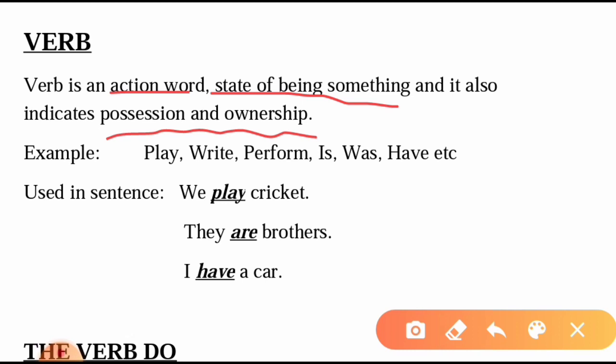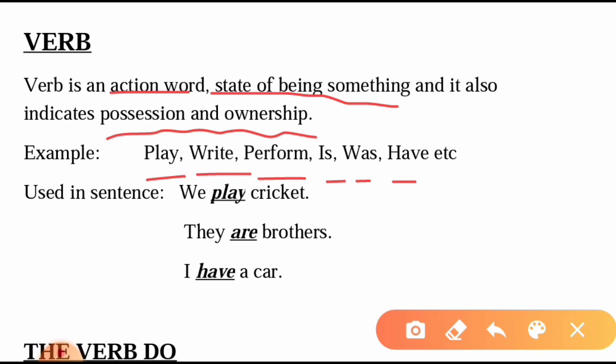Let's have an eye on the examples. You can see play, write, perform, is, was, have. So these are all the verbs. So now the question arises: which example is verb to do, verb to be and verb to have? For that we will understand, but before that let's talk about how we can use all these verbs in a sentence.